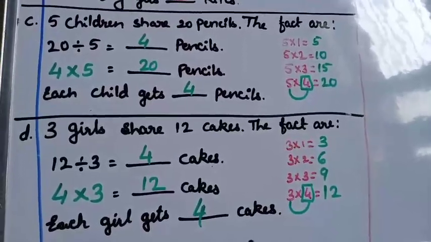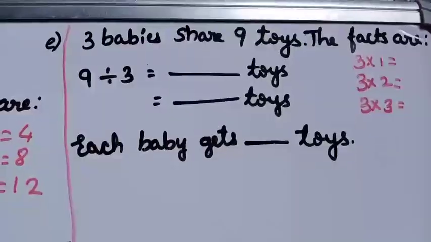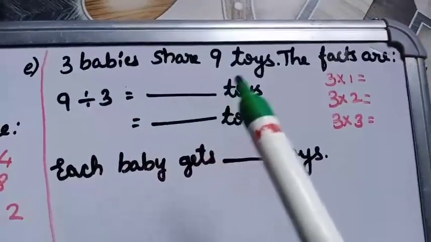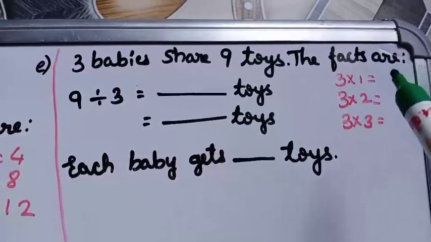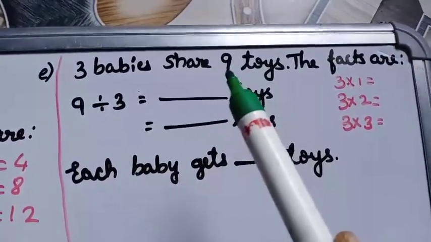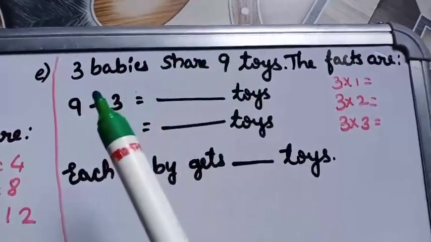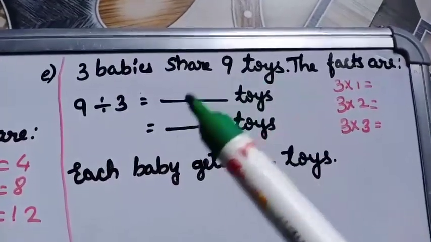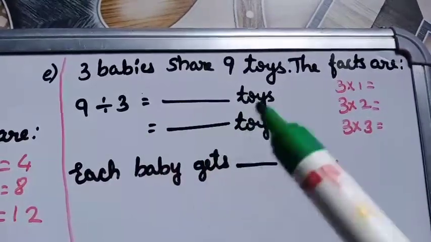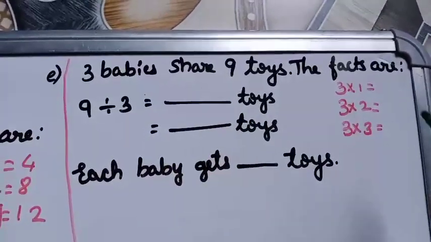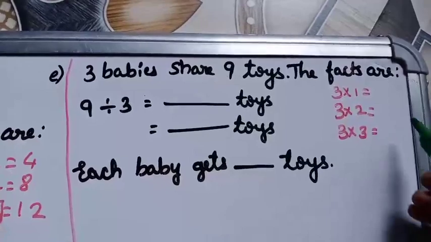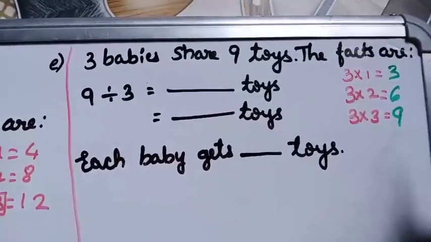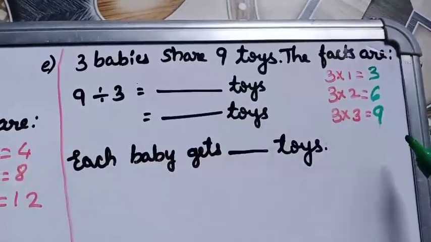Let's move to the next one. So the next one is 3 babies share 9 toys. The facts are. So number of toys, how many children? 9. And number of babies? 3. So now we have to distribute these 9 toys for 3 babies equally. Okay. So which table do we have to write? 3 ones are 3. 3 twos are 6. 3 threes are 9. So we got the number 9.